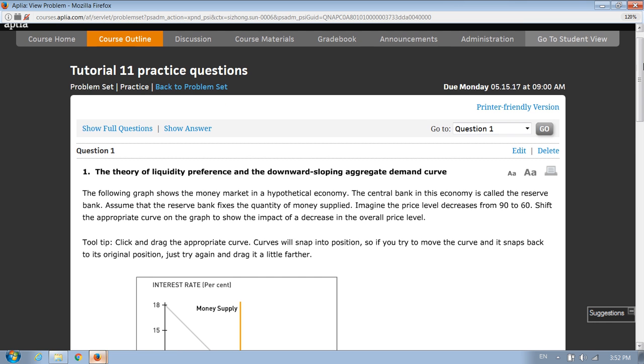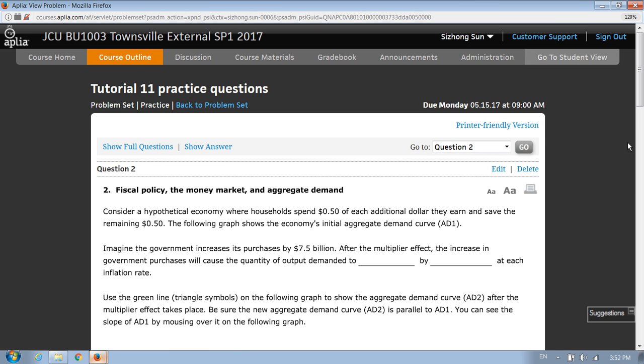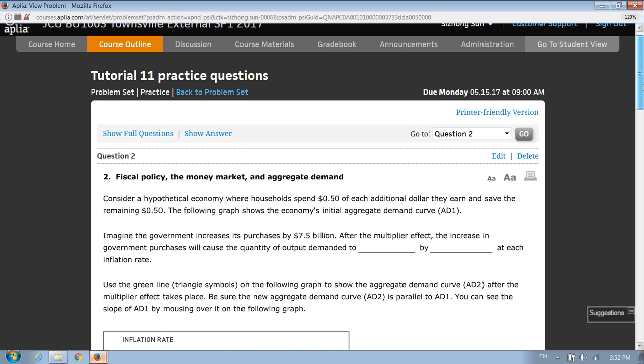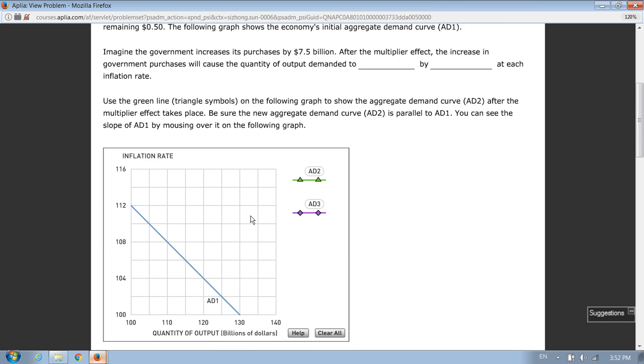Alright, that's question 1. Question 2. Fiscal policy, money market, and aggregate demand. Consider a hypothetical economy where households spend $0.50 of each additional dollar they earn and save the remaining 50%. So the marginal propensity to consume is 50%. The following graph shows the economy's initial aggregate demand, AD1. So we have AD1 here.